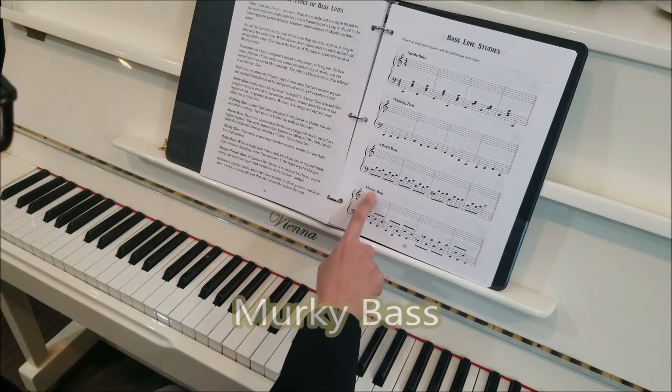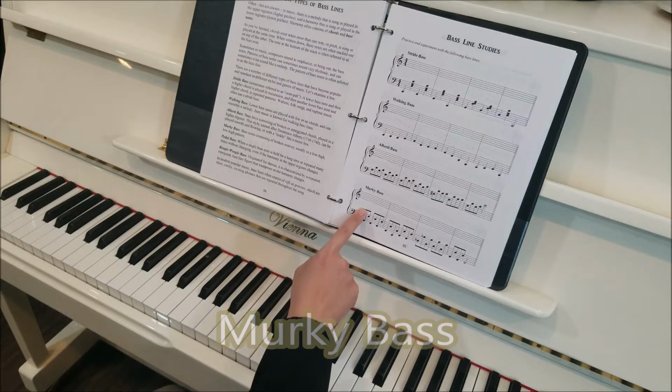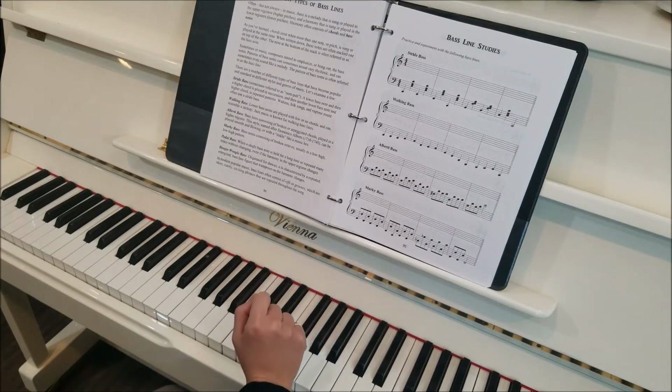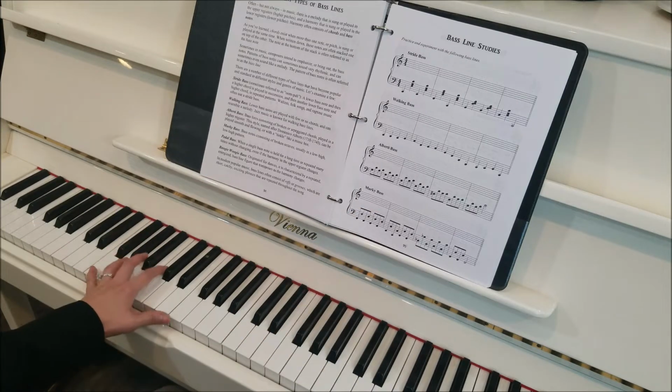Now we have murky bass. So these are bass notes consisting of broken octaves, usually in a low-high pattern, right? Low-high, low-high. Sounds something like this.